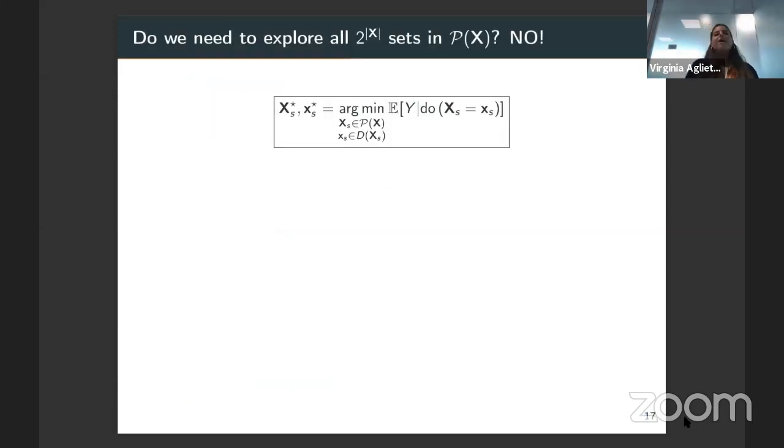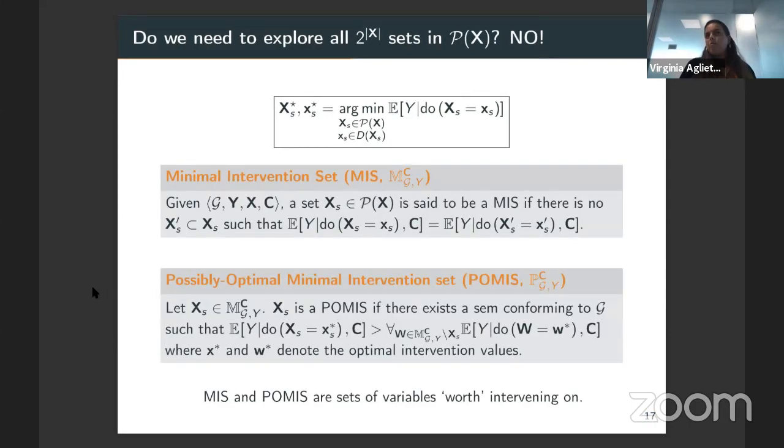The first thing that you may notice is that if you have a big graph, the number of all the possible interventions that you can perform can be quite large. So exploring this power set can be very computationally intensive. The first thing to notice is that you don't actually need to explore all of these sets, because you can exploit some properties of the causal graph, and you may realize that some sets don't need to be explored, as they are going to give you the same Y, but at a higher cost. Let's not get into the details of what these sets are, but bear in mind that the computational complexity of the problem can be reduced by exploiting properties of the graph.